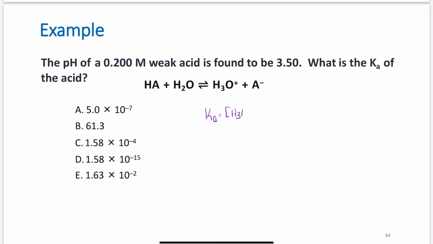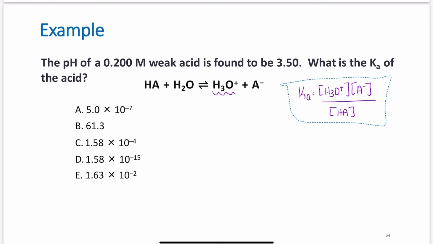Ka is equal to my products over my reactants. It's Ka because I've got H3O plus here. So I just need to find the concentrations of these things at equilibrium. Pretty straightforward, right?